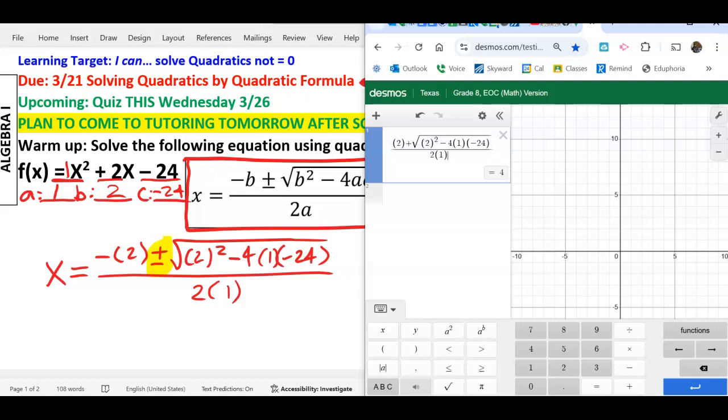So do you see that I replaced A, B, and C? I typed it in with the plus sign right here. And then hit divide, type it in again, negative 2. But this time I'm going to use the minus, not the plus. Square root of 2 squared minus 4ac divided by 2a. Okay, so I want you to see here was a plus sign, and here was a minus sign. That's the difference, and it gives you two different answers, 4 and -6.